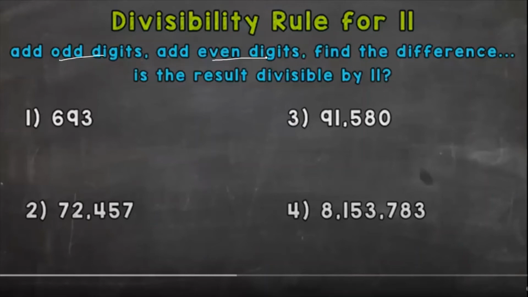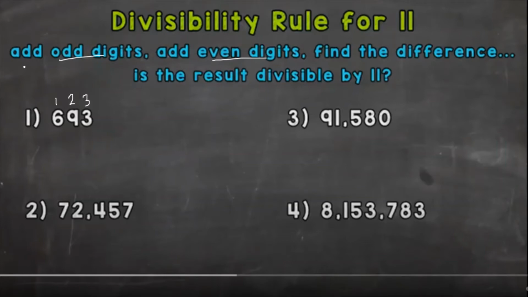When we say odd digits and even digits, it does not mean that we're dealing with odd and even numbers. It is just like saying we are counting the digits starting from the left. For example, for number 1, we have here 693. If I count these digits, we have here 1, this is 2, or the second digit, and we have here 3.